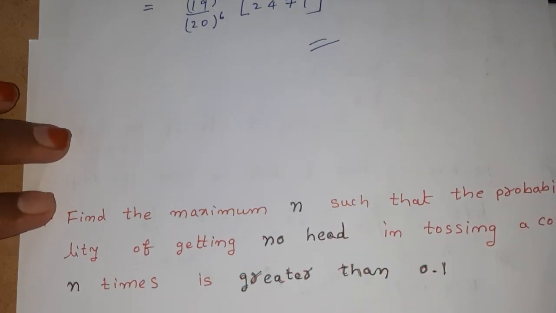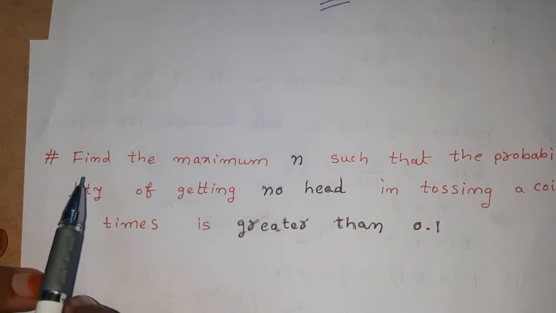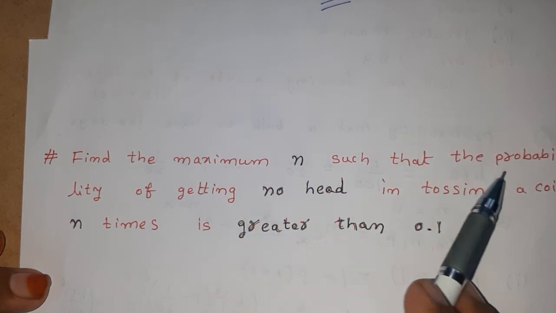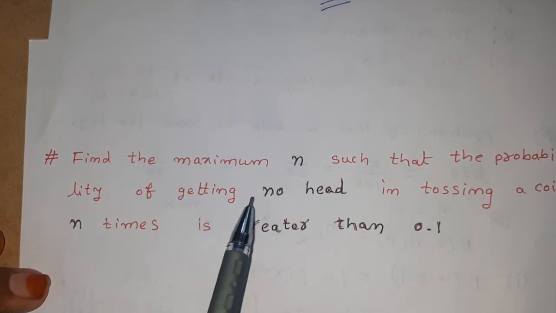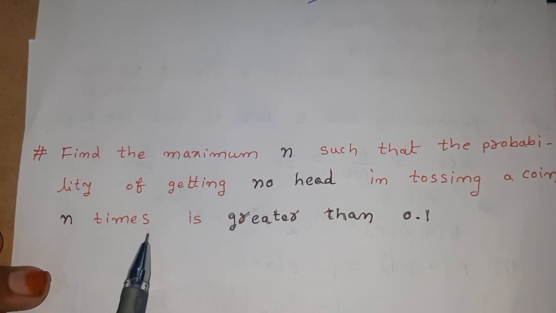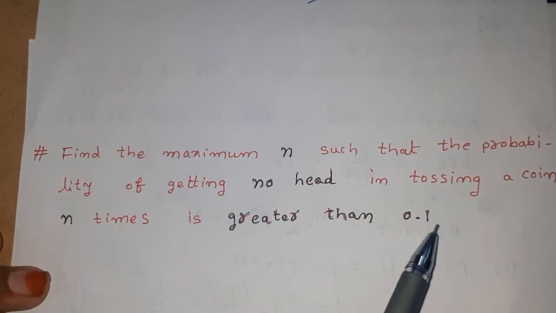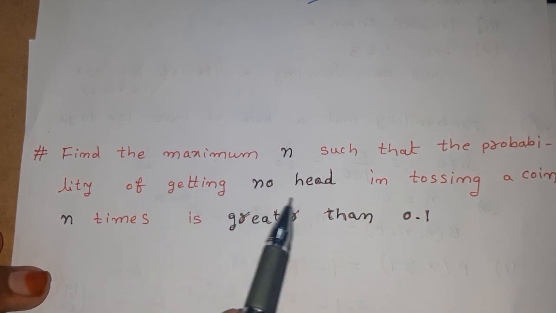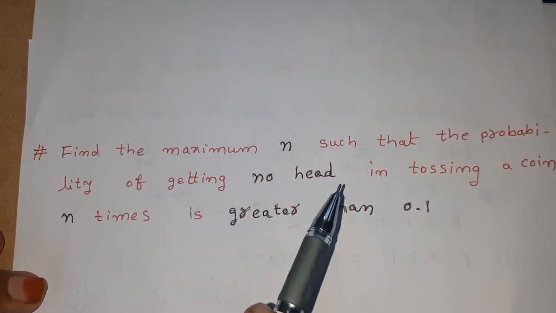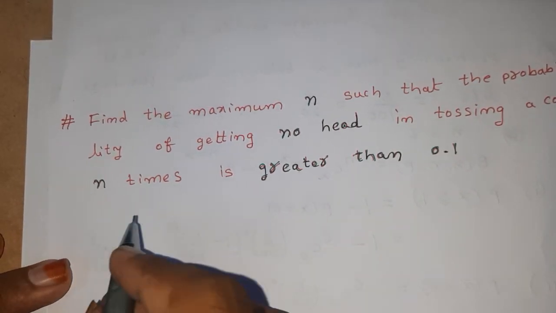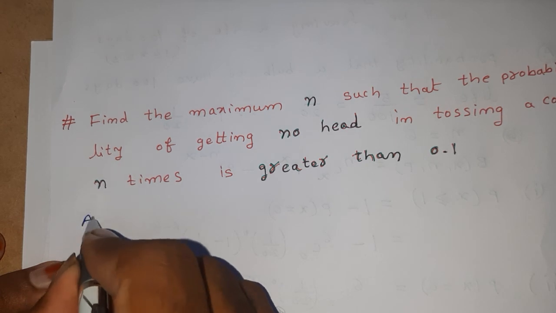Now let us go to the second problem. Find the maximum n such that the probability of getting no head in tossing a coin n times is greater than 0.5. Find the maximum n for getting no head. You know what is the probability for getting a head? It is 1 by 2.